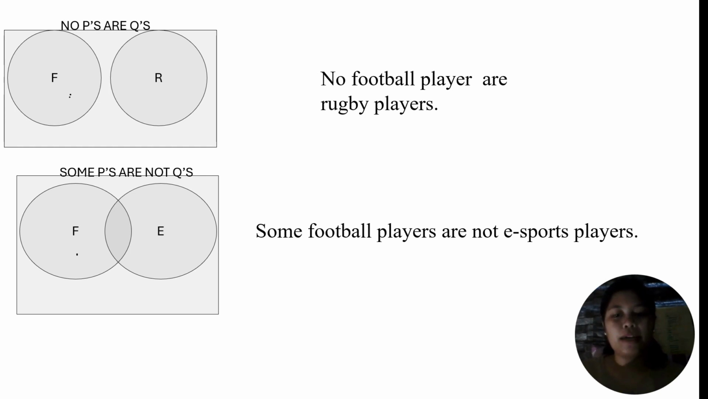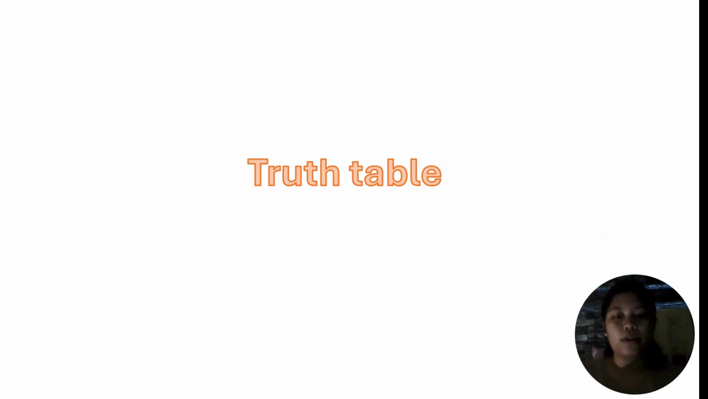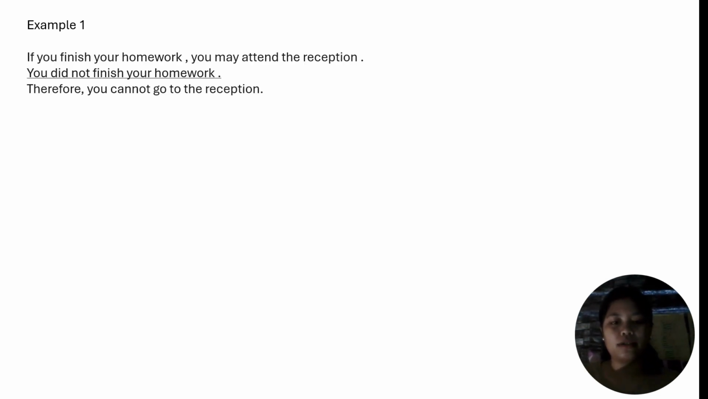So next topic we have the truth table. In this topic we will analyze an argument to see if it is valid or not valid. So we have an example with premise 1, premise 2, and the conclusion. If you finish your homework, you may attend the reception. If you did not finish your homework, therefore you cannot go to the reception.